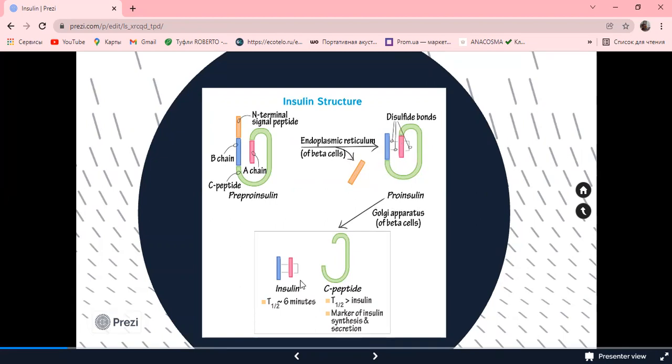By the way, the concentration of C-peptide can be measured in the bloodstream and can give information about the synthesis and secretion of insulin.